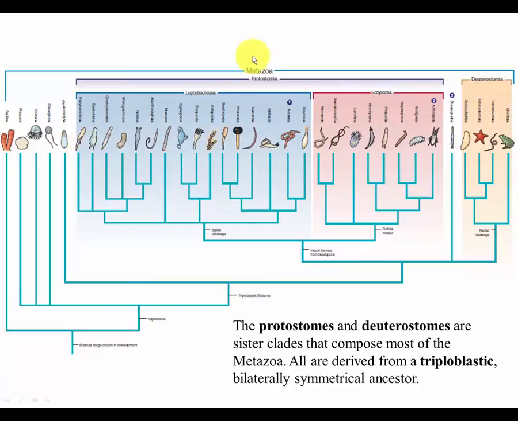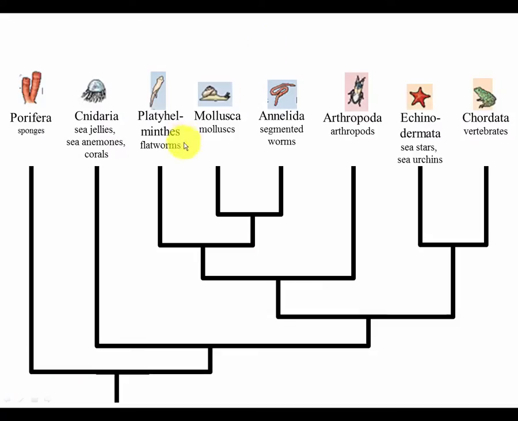We first want to introduce you to a group called the flatworms, or the Platyhelminthes. All of these four groups right here are protostomes, and these are the three that we're going to be covering today.